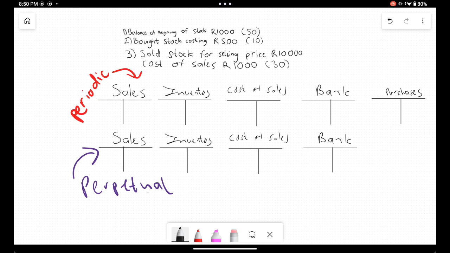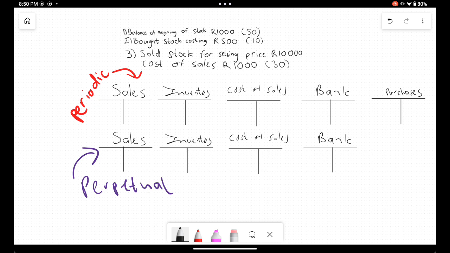Right, let's start. Just for more clarification here. I'm showing you ledgers because I want you to get an understanding of the system. But sometimes they want you to do journal entries. Like for example, balance at beginning of stock, 1,000 rand. If you're doing a journal entry, you don't do a journal entry for balance brought down. You know what I'm saying? You'll do a journal entry for all the rest. Let's do it.